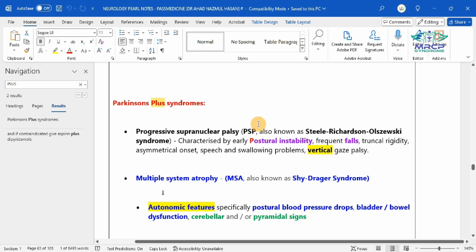And in case of PSP, they will come up with the features of P. There will be postural instability, and there would be palsy, especially the vertical gaze palsy. So postural instability and vertical gaze palsy, these two are the cardinal features of PSP. This PSP is also known as Steele-Richardson-Olszewski syndrome.